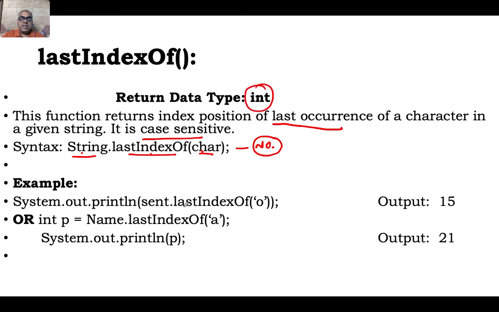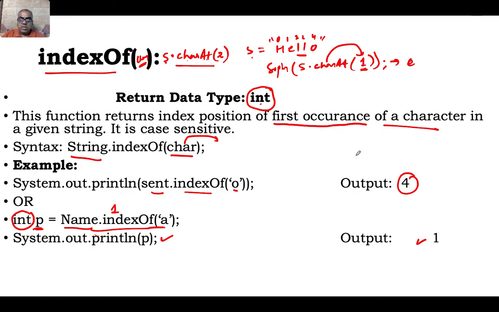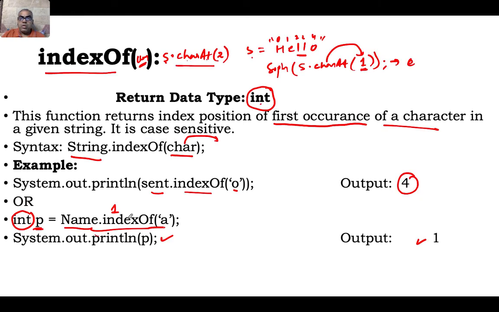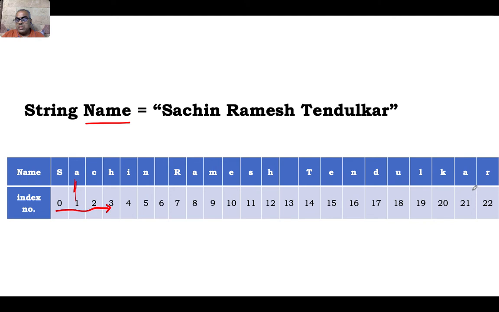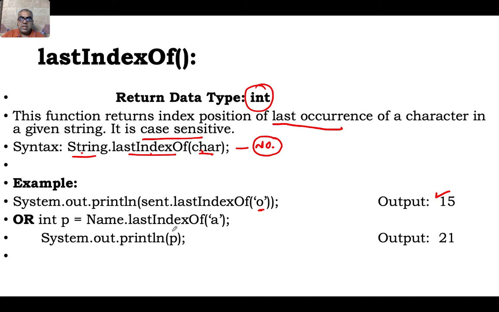So here if I say lastIndexOf O, now we know hello how are you. So if I go back, hello how are you, my last index occurrence of O was 15, so the computer is supposed to give me the answer 15. At the same time for Sachin Tendulkar, the last A is appearing at 21 position, so the computer will also give me this answer. Now 21 is technically an integer, so my P is supposed to be of integer type, so when I print P I will get 21. So here also the same thing.